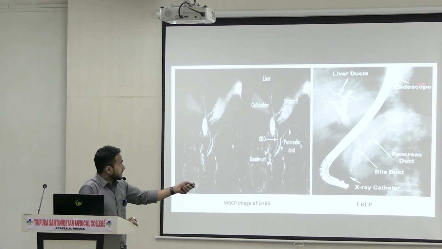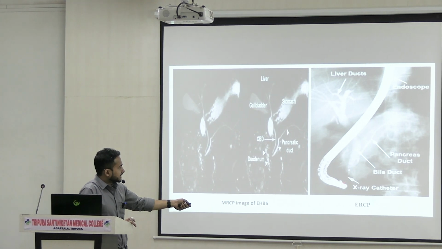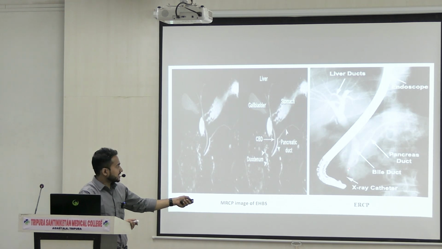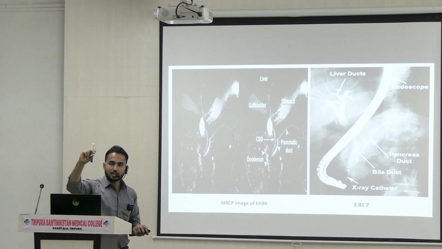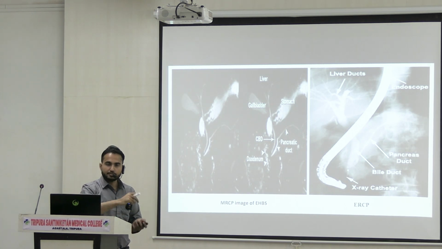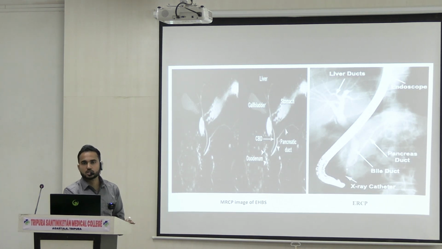Now here you can see this is the endoscope. Through the catheter, the contrast media is injected. Once the contrast media is injected, it will flow in the opposite direction. That's why it is called retrograde. Generally the bile is coming and draining into the duodenum. Now here from the duodenum, the contrast media is going in the opposite direction. That's why it is called retrograde.